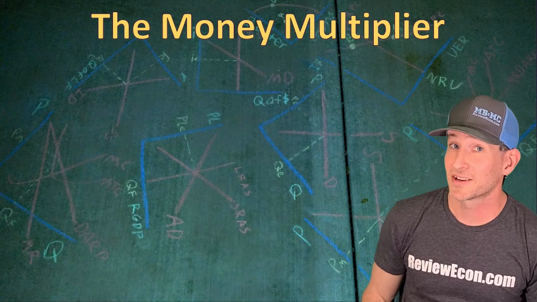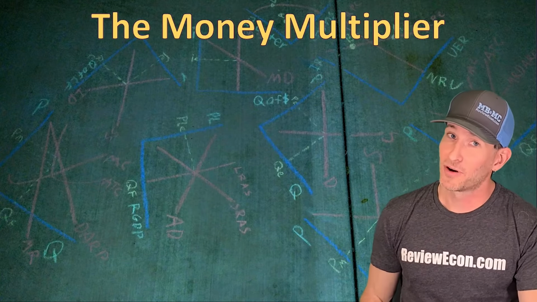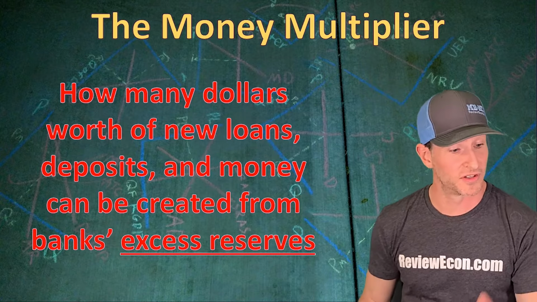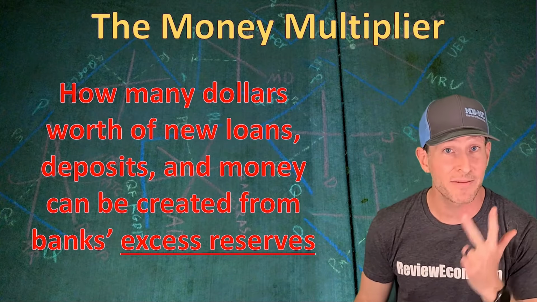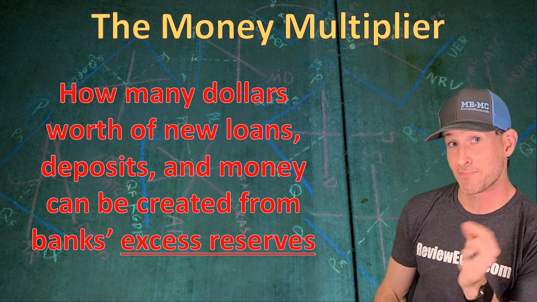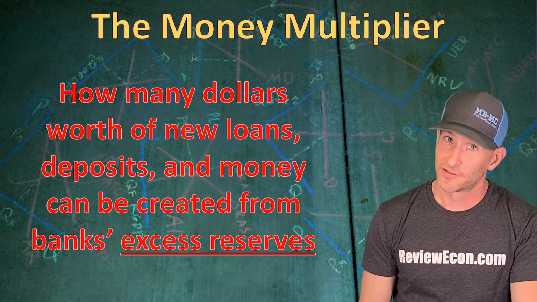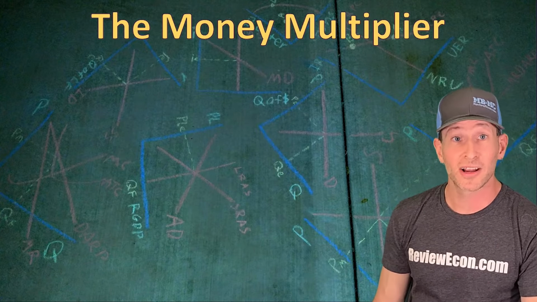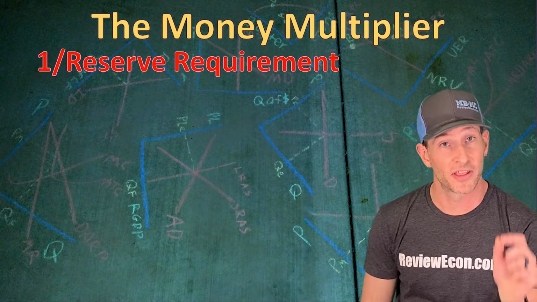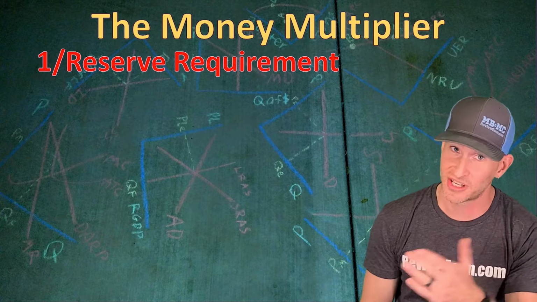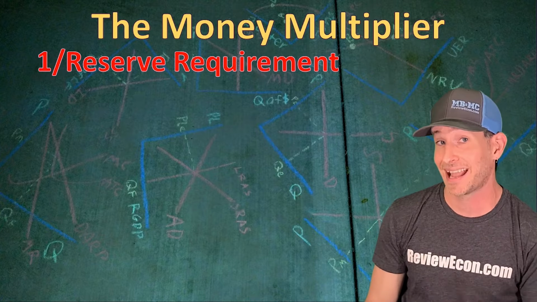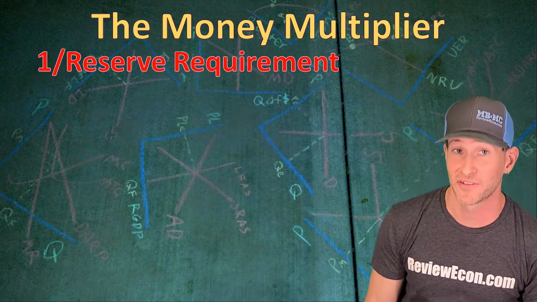That leads us to something called the Money Multiplier. The Money Multiplier tells us how many dollars worth of new loans, deposits, and money can be created from a bank's excess reserves. The formula for the Money Multiplier is 1 divided by the reserve requirement. That's the percentage of checkable deposits that the bank cannot loan out, and it's set by the Federal Reserve.